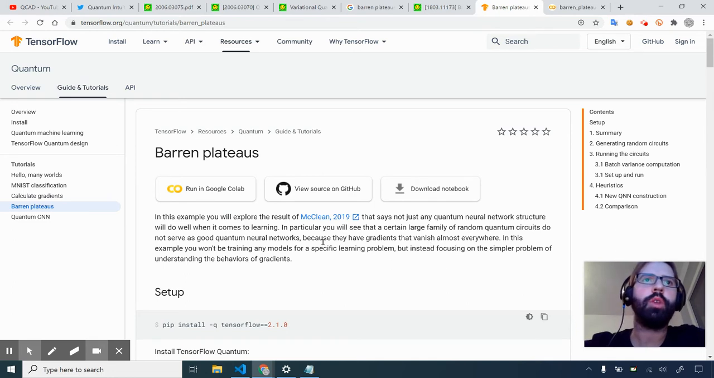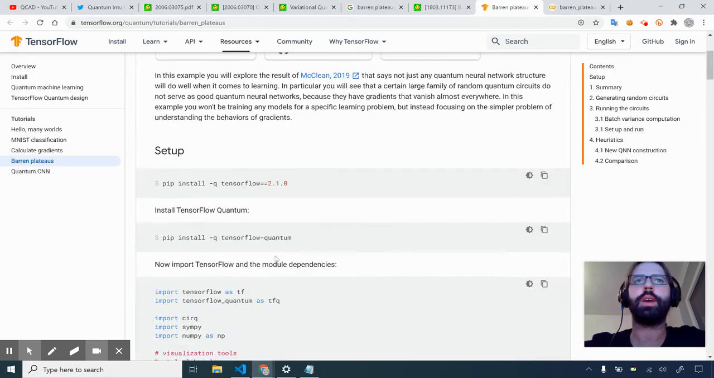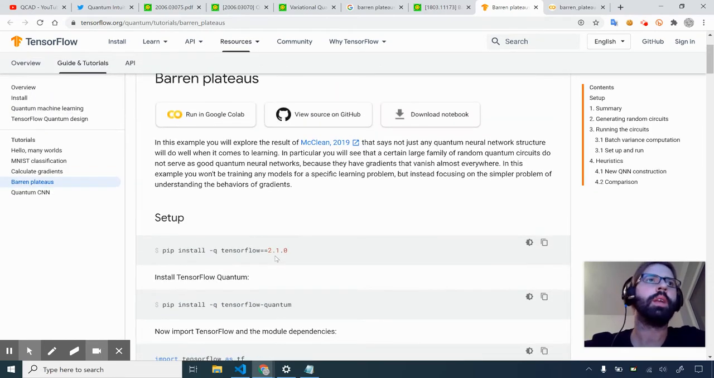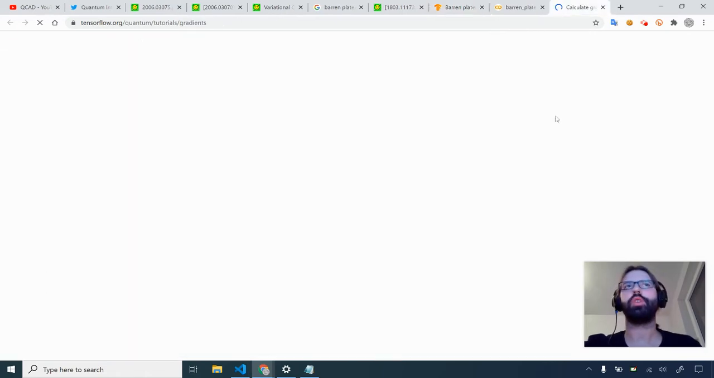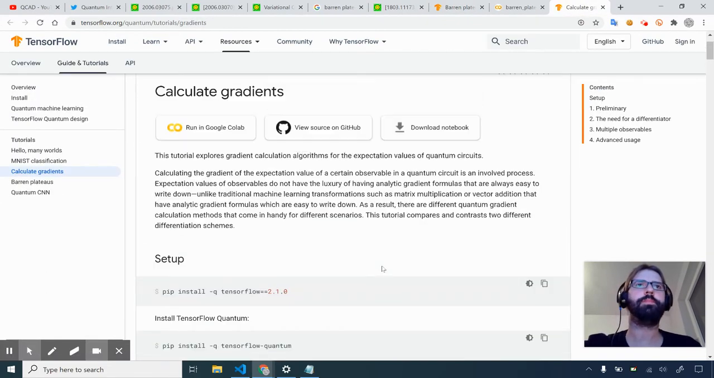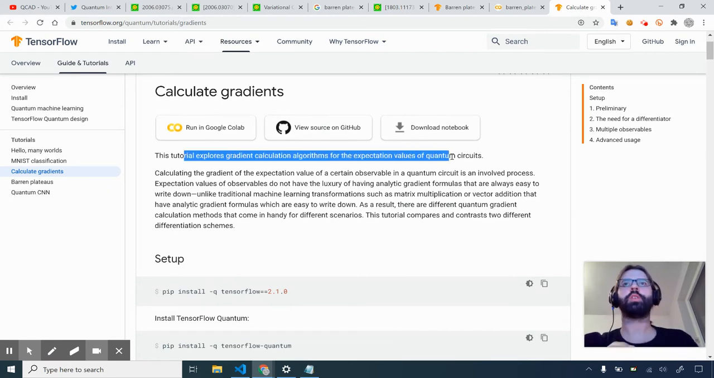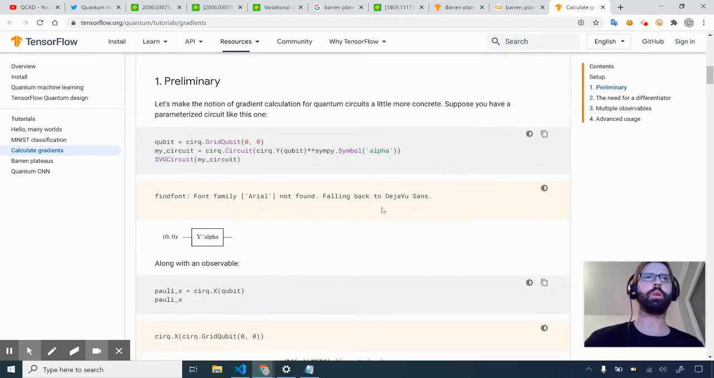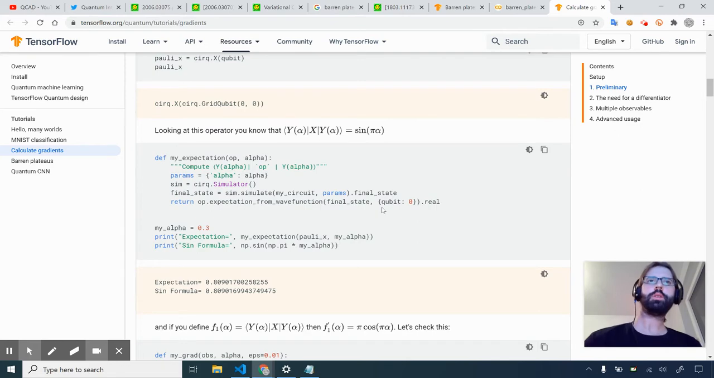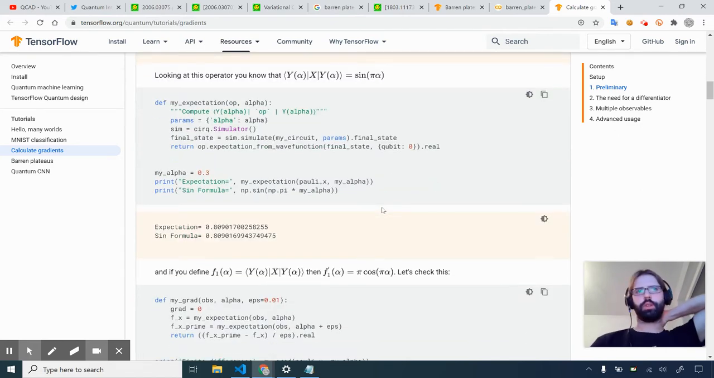In this example, you won't be training any model for a specific learning problem, but instead focusing on the simple problem of understanding the behaviors of gradients. I already like that. The previous tutorial is about calculating gradients, though, so I don't know if I should do these. This tutorial explores gradient calculation algorithms for the expectation values of quantum circuits. That is definitely something worth doing as well. Maybe I should start here.